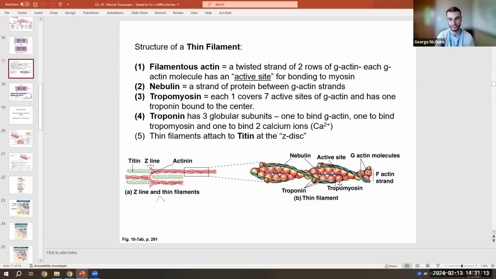And again, these are all just different types of actin. We have our G-actin, which is where the myosin is going to attach. We have tropomyosin covering those active sites when our muscles are at rest. And then we have troponin, which is basically regulating the position of that tropomyosin.